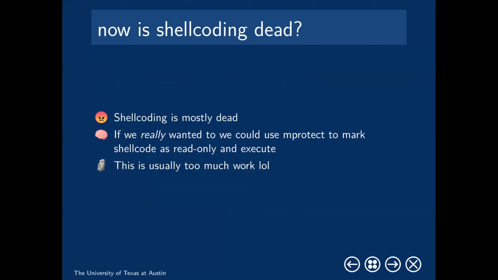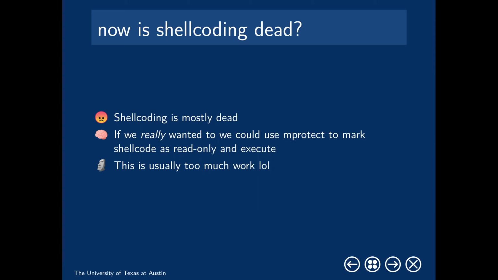So there's a Linux library function called mprotect, which essentially allows you to change the memory flags on some region of memory. So what you could do if you really wanted to is write your shellcode into memory, use mprotect in a ROP chain or something like that to mark it as read only, and then use mprotect again to mark it as executable.